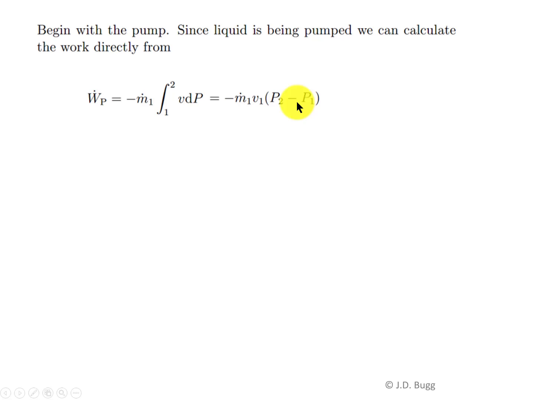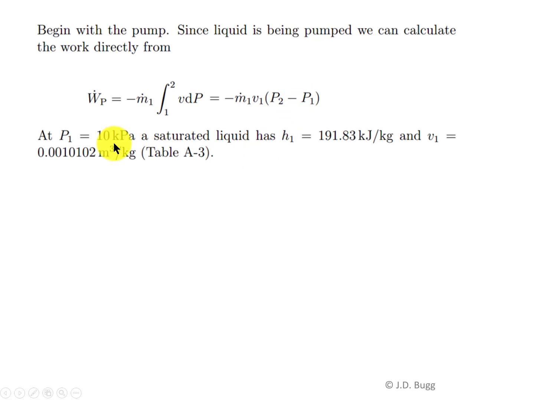So to get the properties at point 1, we remind ourselves that that's at 10 kilopascals and it's a saturated liquid. So table A3 will tell us the enthalpy at 1, 191.83 kilojoules per kilogram, and the specific volume at 1, 0.00100102 meters cubed per kilogram.